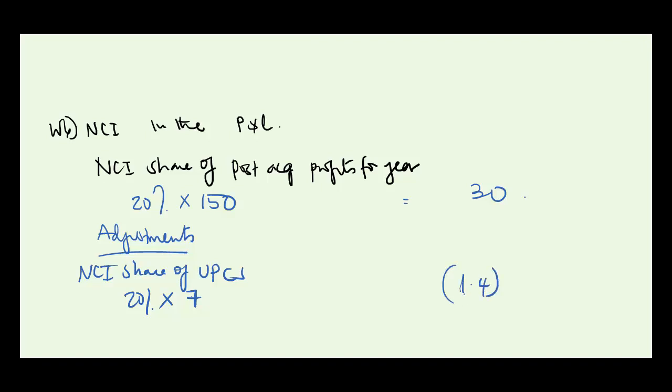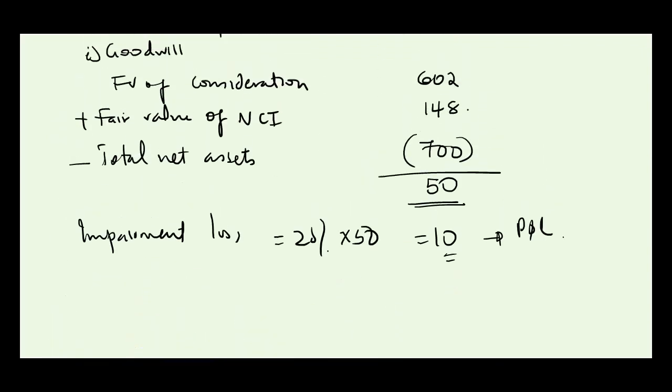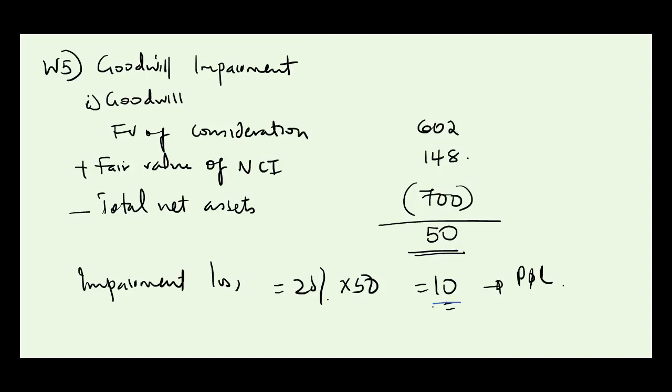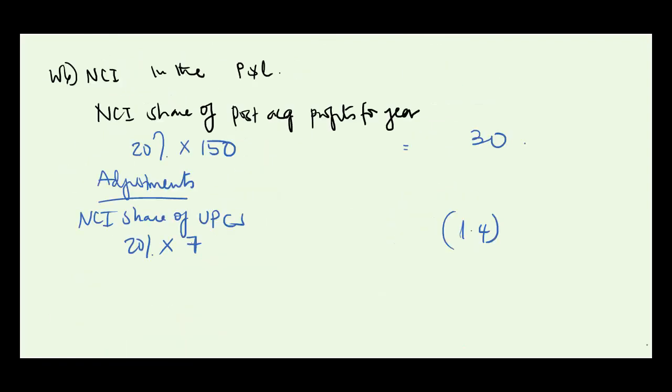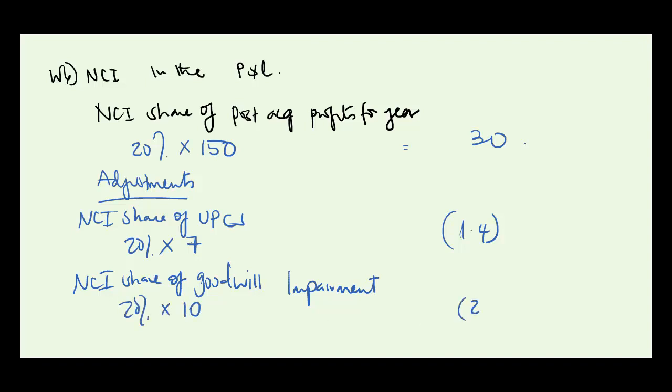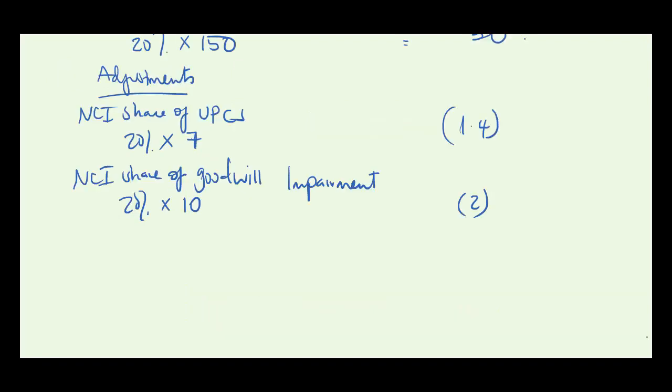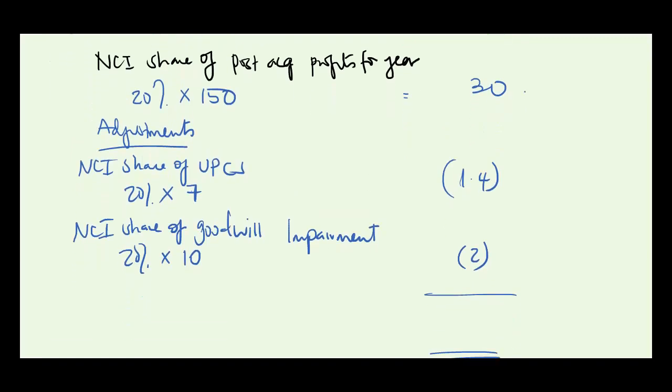Then we have also the goodwill impairment. We know that the full goodwill was at 100. So the NCI's goodwill has to be factored in. So NCI share of goodwill impairment, 20% of the impairment of 10 gives you 2. So when I sum these, what do I get? I get 26.6.